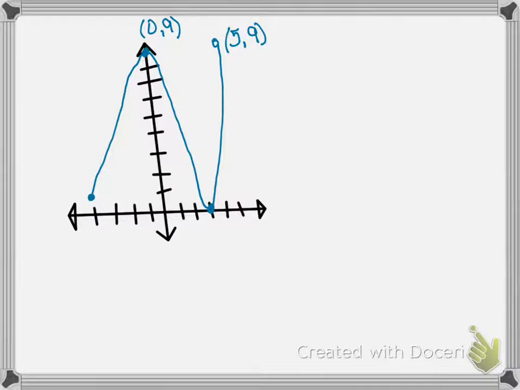0, 9 is a relative maximum, a relative maximum because it changes directions. We hit it and it changes directions. What is this point where I hit the x-axis? 3, 0. Good. And this point on the left, what point is that? Good, -4, 1.